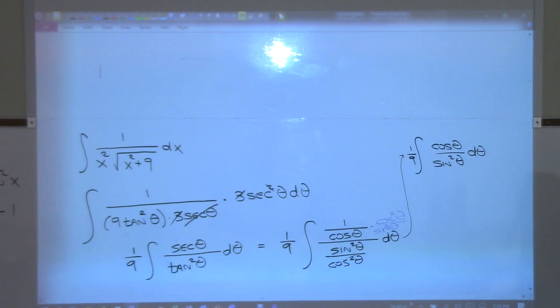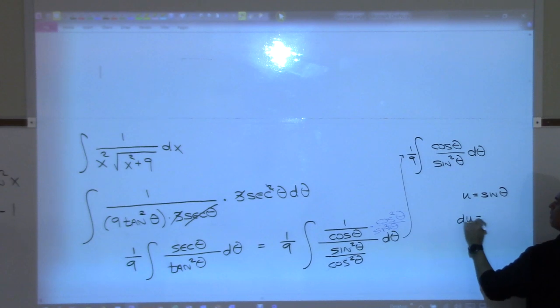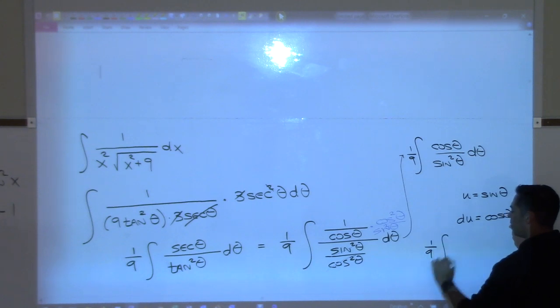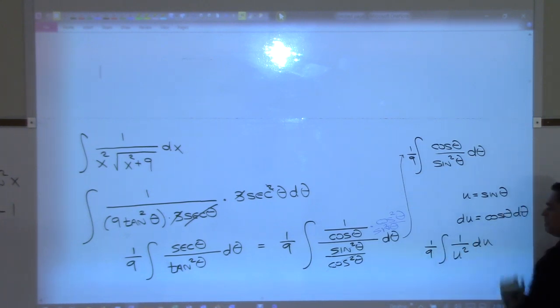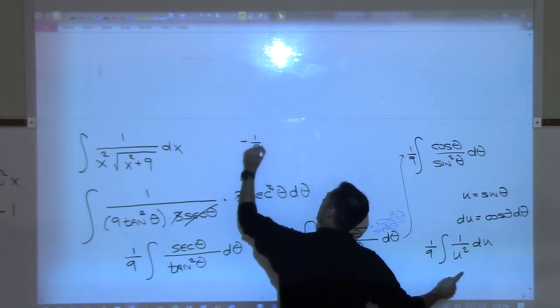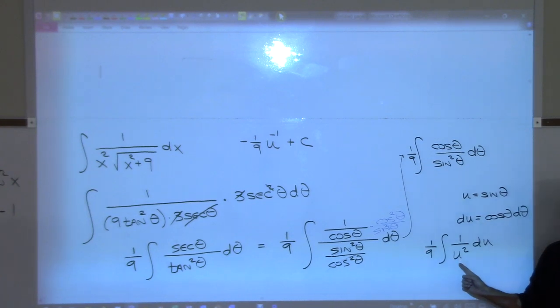u is sine. Look, u is sine theta. du is what? Cosine theta d theta. Right? There's u squared on the bottom. Cosine theta d theta right there. So this is really just going to turn into 1/9 integral 1 over u squared du. Basic u sub. Not yet, we need the antiderivative, right? I'm out of time. The antiderivative of that should turn out to be negative 1/9 u to the negative 1 plus a constant. I'll trust that you could do that with the power rule.